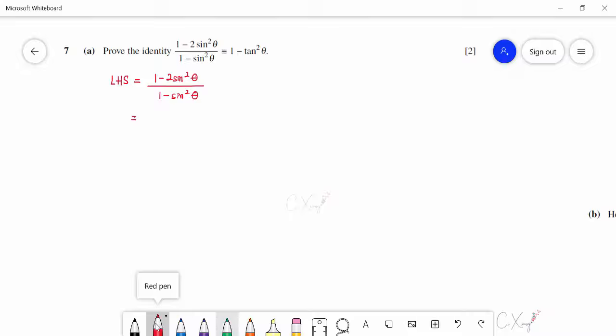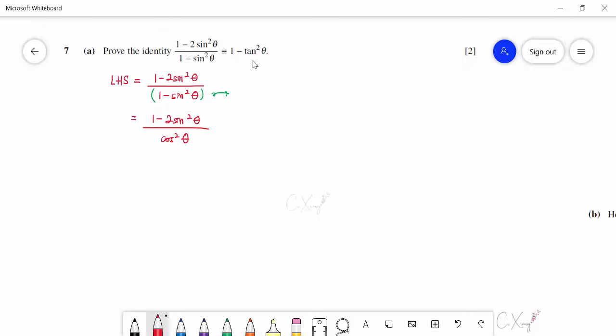Okay, so first I can simplify the 1 minus sine square to cos square, because cos square plus sine square equals 1, right? Therefore, cos square is equal to 1 minus sine square. So this is the first thing that I can substitute, or replace. Right, so I'm having cos square theta.